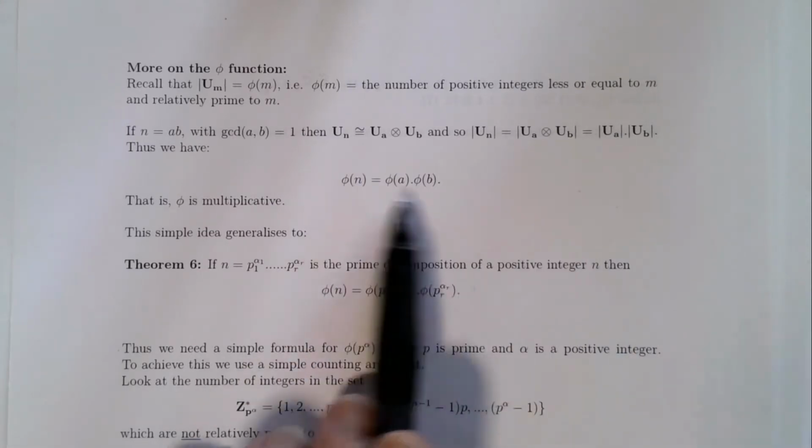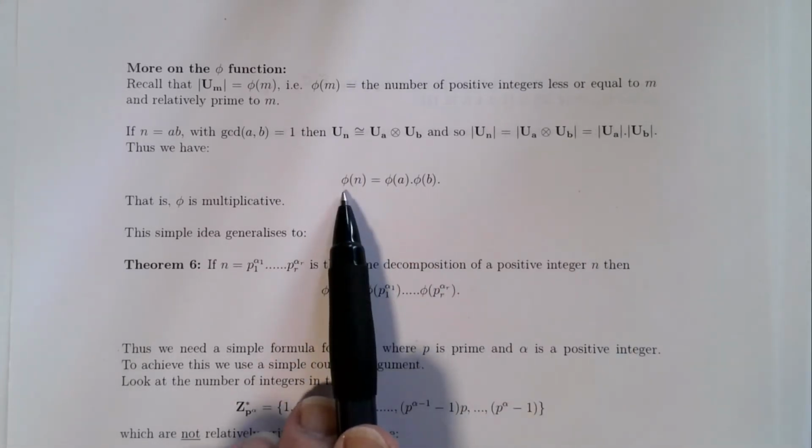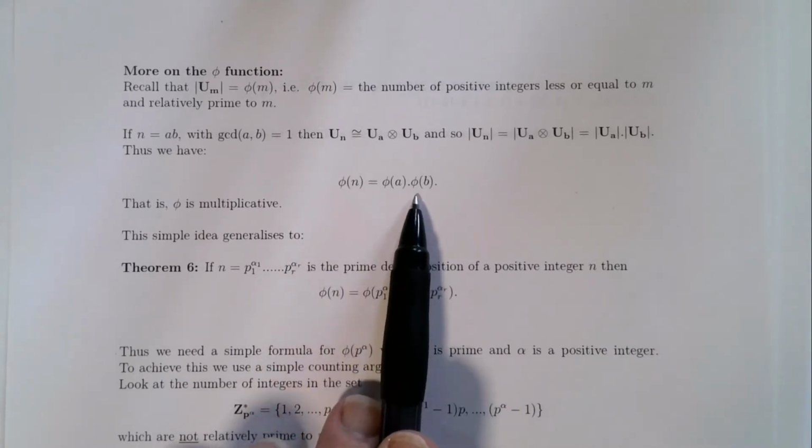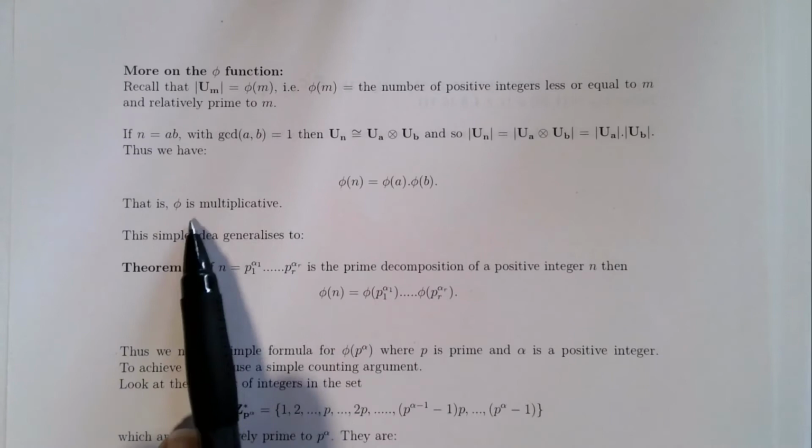and immediately we have this beautiful result here that phi is multiplicative. And that comes directly out of the algebra, looking at the algebraic structure of U sub n. So phi of n is phi of a times phi of b. So we say that phi is a multiplicative function.